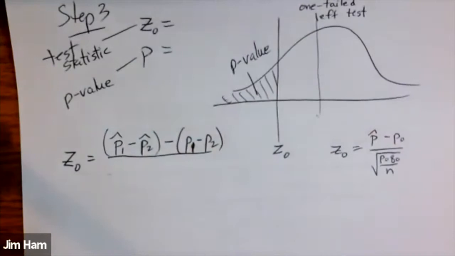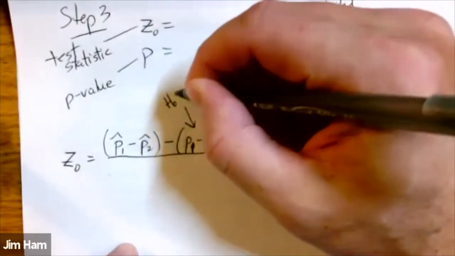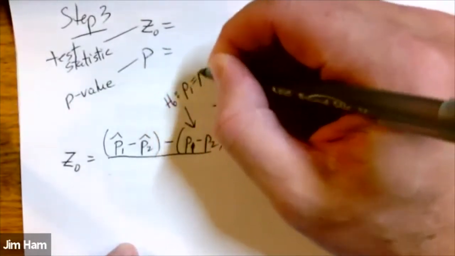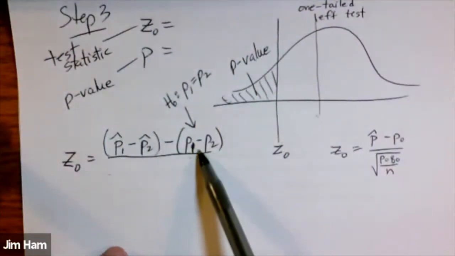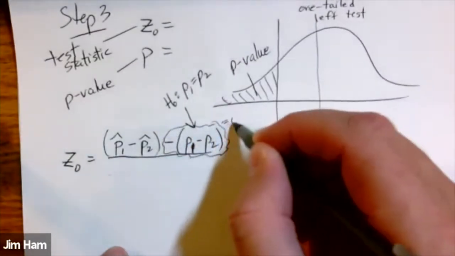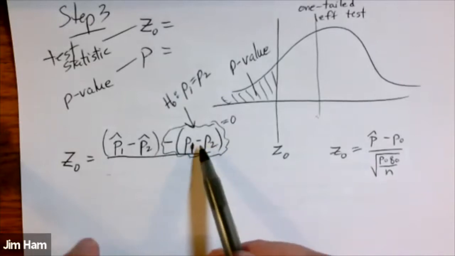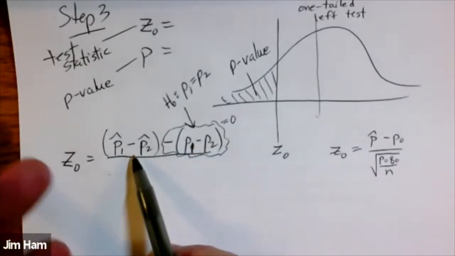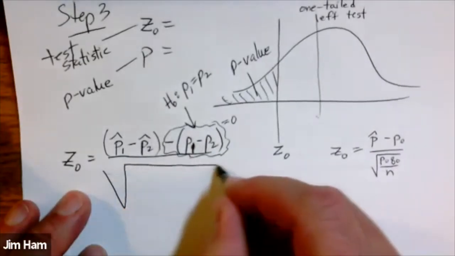We don't know what those are, but in our null hypothesis, we were assuming that p1 is equal to p2. And if p1 is equal to p2, and we subtract them here, this whole piece of the formula is equal to 0. So it's not really needed. So a lot of times you don't even see this piece. And the only thing that appears on the top is p1 hat minus p2 hat. Then we divide by the standard error.